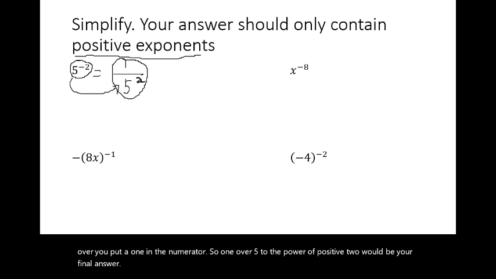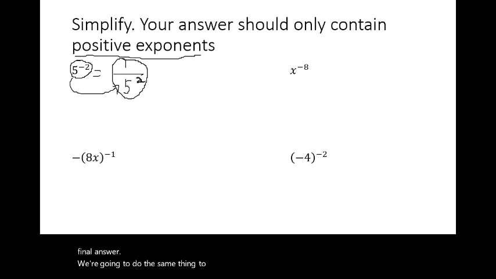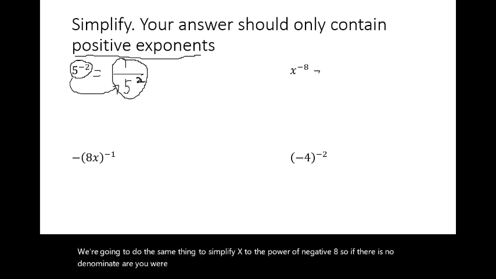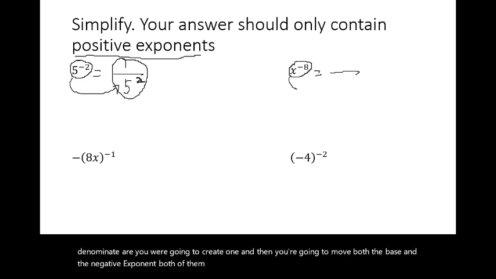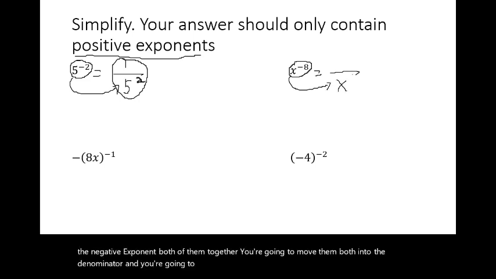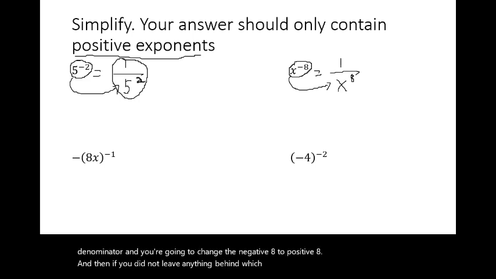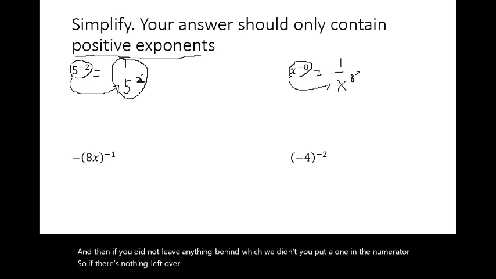We're going to do the same thing to simplify x to the power of negative 8. So if there is no denominator, you are going to create one. And then you're going to move both the base and the negative exponent, both of them together. You're going to move them both into the denominator. And you're going to change the negative 8 to a positive 8. And then if you did not leave anything behind, which we didn't, you put a 1 in the numerator. So if there's nothing left over, there's a 1 in the numerator.